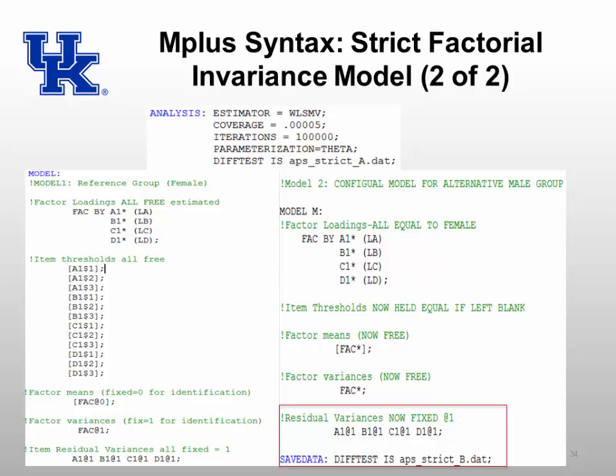But for the second model, we set these to be equal. So basically, we add constraints on the item residuals, and we compare whether this model fits worse than the previous model that had all the item residuals freely estimated. So we're comparing the strict B with diff test at the last line of analysis. We're comparing strict B with strict A.